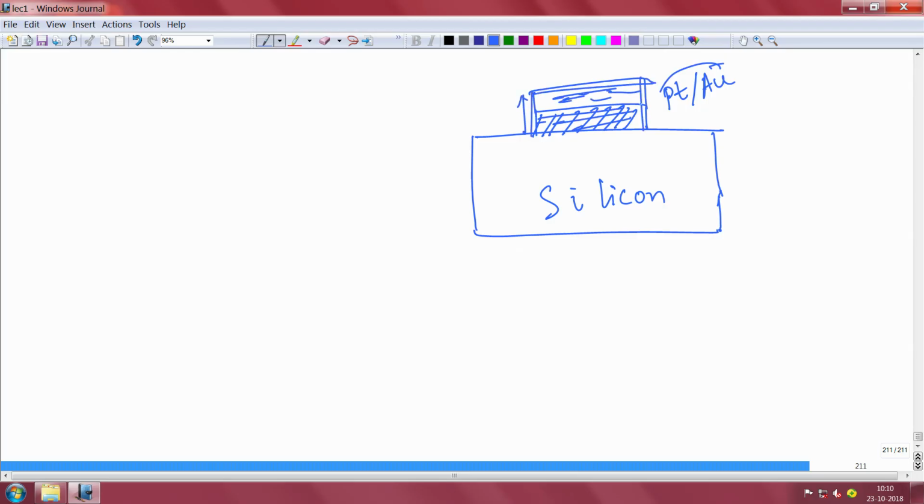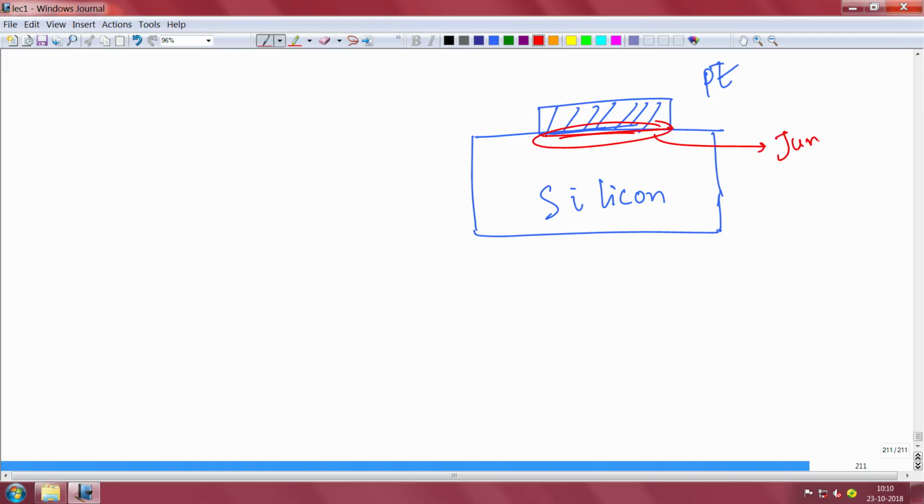So this is a metal semiconductor junction. I will talk about only one metal here. Let's not talk about two metals. Suppose I put a metal down here, say platinum or something else. This interface is called the metal semiconductor junction, and a metal semiconductor junction is very important. Now of course the first question is, why is a metal semiconductor junction important?